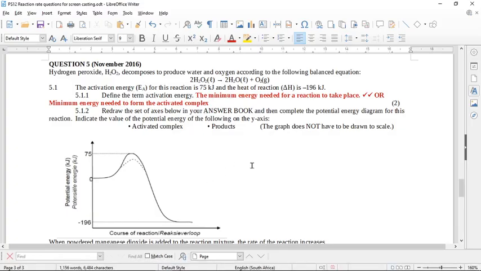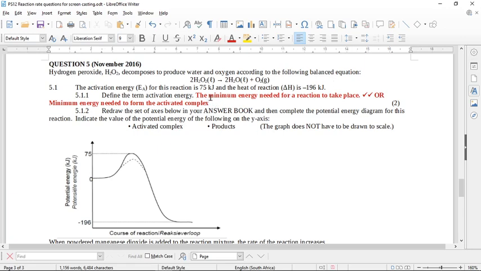Okay, let's look at question 5 from November 2016. Hydrogen peroxide decomposes to produce water and oxygen according to the following balanced equation: 2 hydrogen peroxide goes to 2 water plus oxygen gas. The activation energy for this reaction is 75 kilojoules and the heat of reaction, delta H, is minus 196. Define the term activation energy.